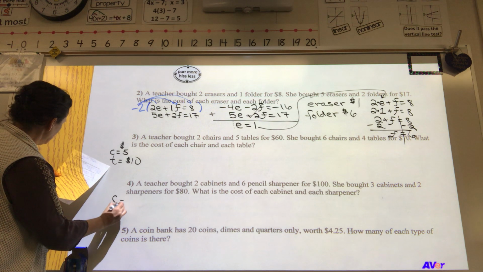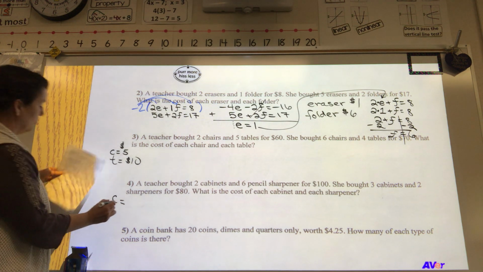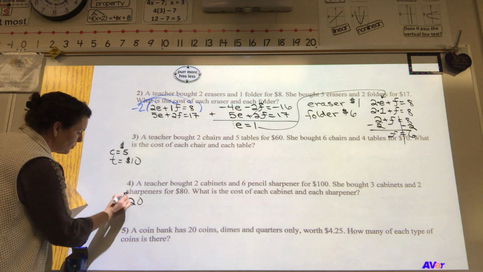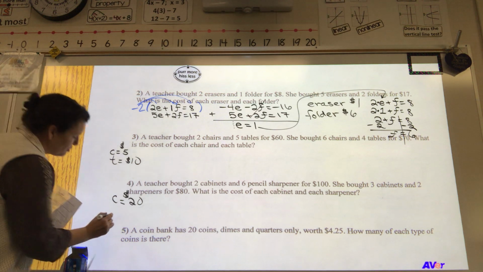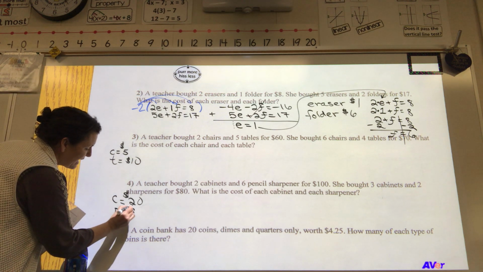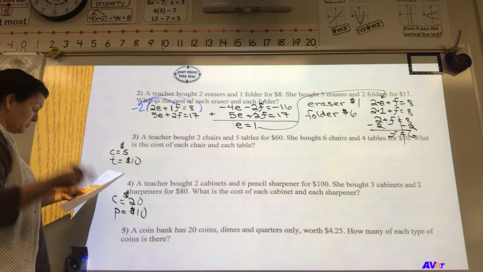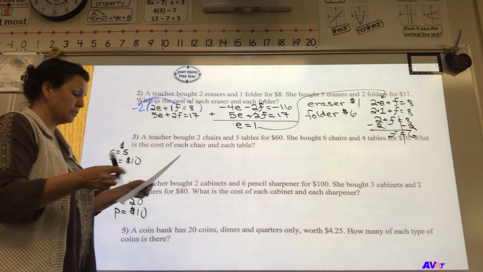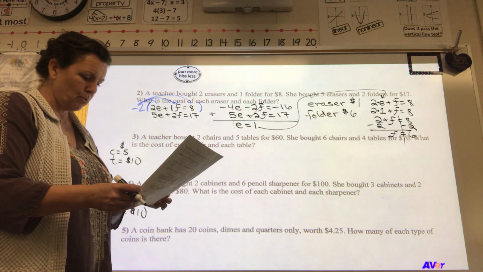Next one, the cabinet is $20. Wow, that's a cheap cabinet. And the pencil sharpener is $10. Also cheap, because the one I bought for my classroom was $50. We need the high-powered ones.